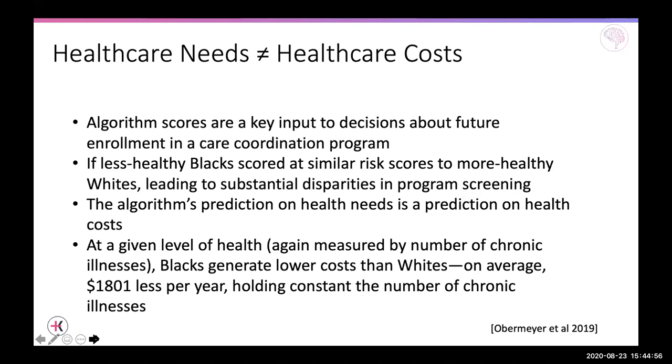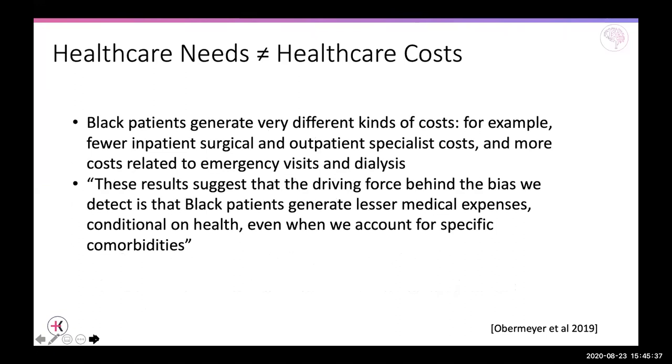more often than not, we have models which predict healthcare costs. And healthcare costs are actually not equivalent to healthcare needs. It's a very subtle point, but it's extremely important to emphasize. In this particular study, what Obermeyer and others observed was that for a given level of health, where the level of health is defined based on the number of active chronic conditions that a person has, Blacks in general generate lower costs than whites. They quantified this at $1,801, all other factors with respect to the chronic conditions being equal.